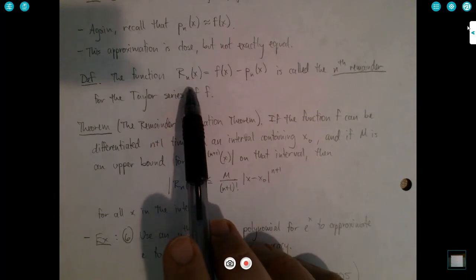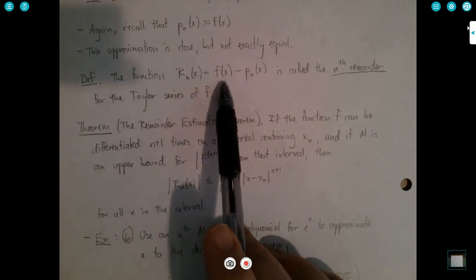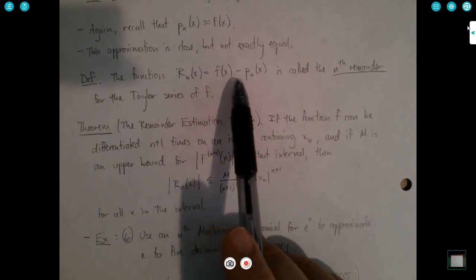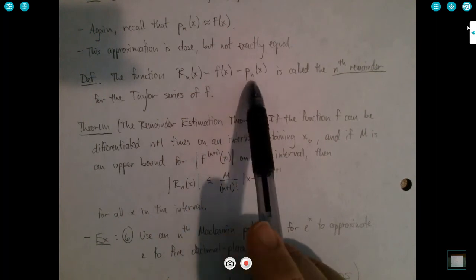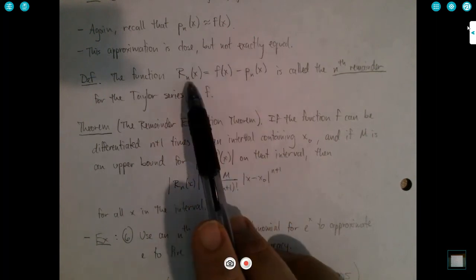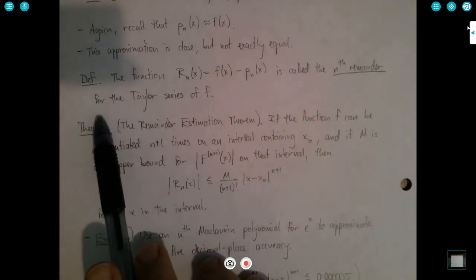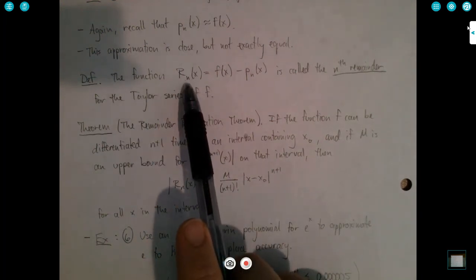So the function r sub n of x, we're going to define that to be f of x, which is the actual function value, minus p sub n of x, which is the approximation for it, right? So the difference between the actual value and the approximation, we're going to call that the nth remainder for the Taylor series of f. It turns out that we can bound that.